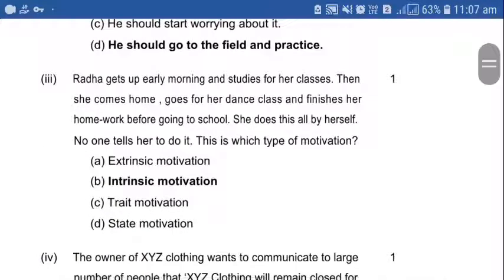Next question is: Radha gets up early in the morning and studies for her classes. Then she comes home, goes to her dance class and finishes her homework before going to school. She does all this by herself. No one tells her to do it. This is which type of motivation? There are 4 options given here, and the answer is B.